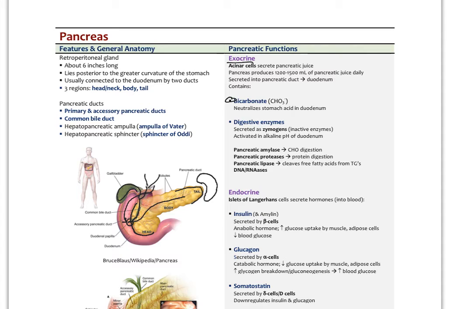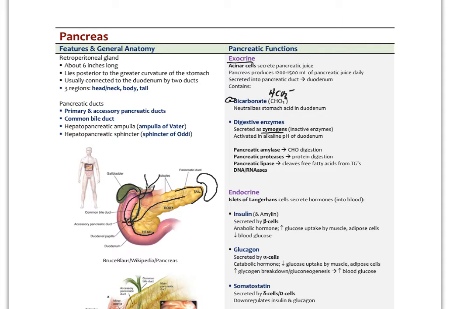That is going to, actually, that should be HCO3. That is going to neutralize stomach acid, and that will help prevent the stomach acid from damaging the duodenum, which doesn't have the same kind of mucosal protection that the stomach has. It's also important because the digestive enzymes that are released by the pancreas are released in a form known as zymogens, which are inactive. And then when they reach the alkaline pH of the duodenum, because of the pancreatic juice, they become active. And so they need that right pH to function.